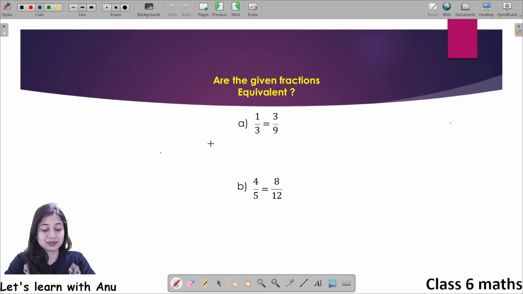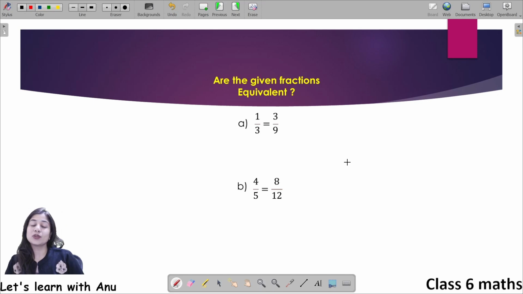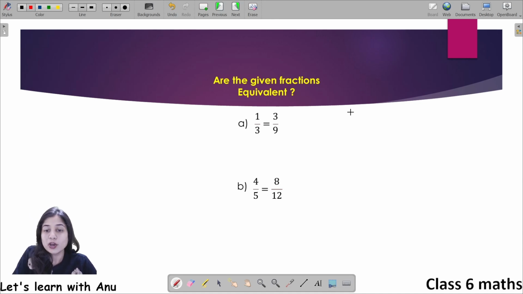Let's begin. Now I have a question for all of you class, are the given fractions equivalent? Some of you might be wondering what an equivalent fraction is. You can check it out from my previous videos, or I can just give you an overview. An equivalent fraction is one in which the numerators and denominators are different, but still they are representing the same value. For example, 1 by 2 and 2 by 4 are equivalent fractions. The numerators and denominators are different, but they are representing the same value.